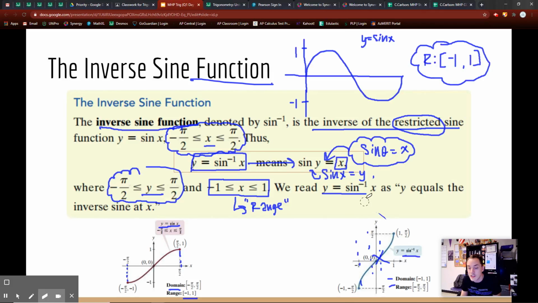Okay, so that means we have restricted the original sine function in order to produce an actual live function for an inverse so that we can work with it. Okay, that's what we're doing. And we're doing that with cosine and we're doing that with tangent. All right, doing it with cosine and tangent. Okay, sweet. Let's continue.